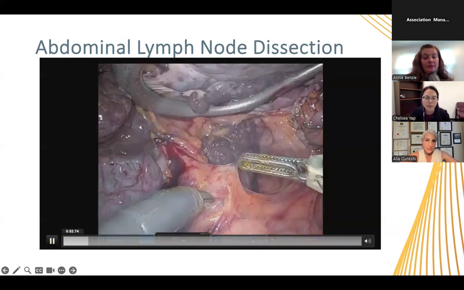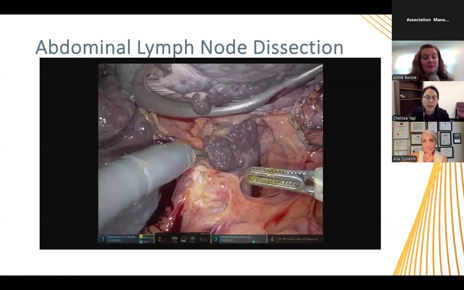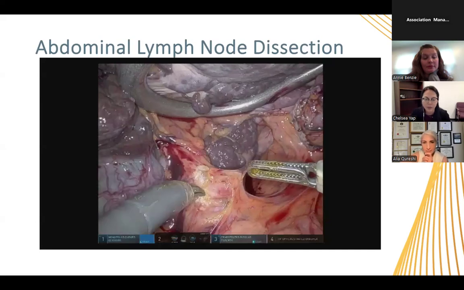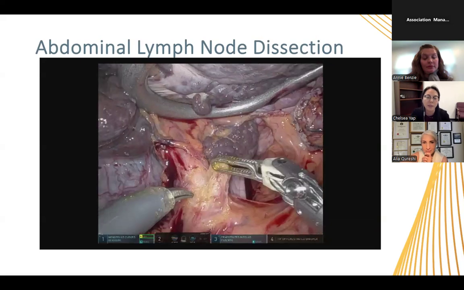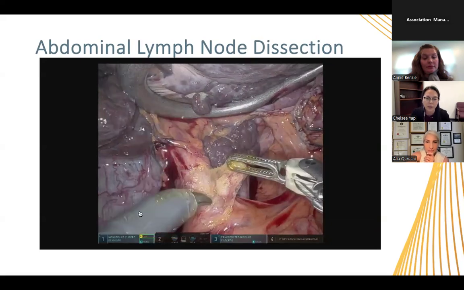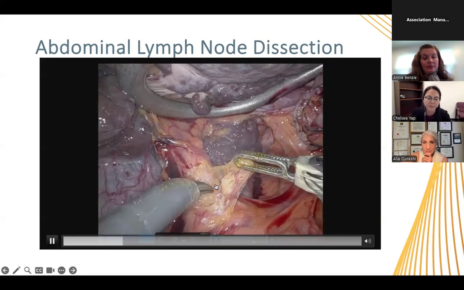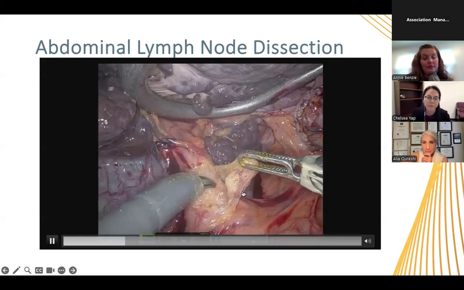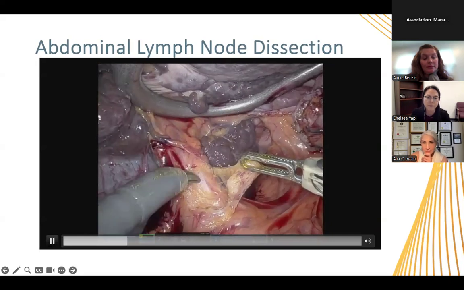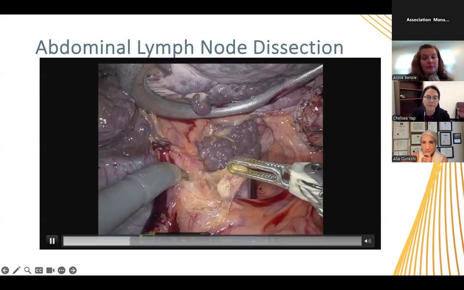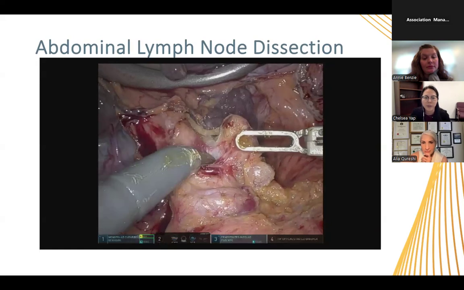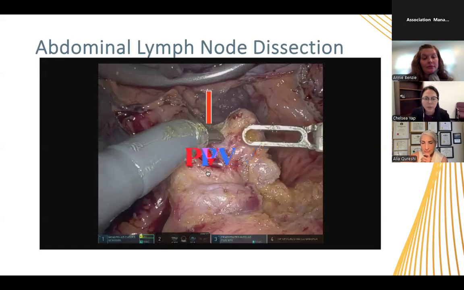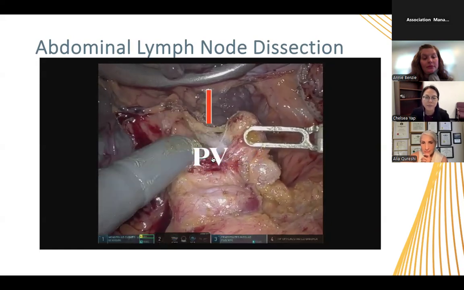Here we're starting to dissect out the station 8A and P lymph nodes on the common hepatic artery. And then in a little bit, you'll be able to see the portal vein coming up right behind here. So just bluntly dissecting away the tissue. Here you can see the portal vein coming up.